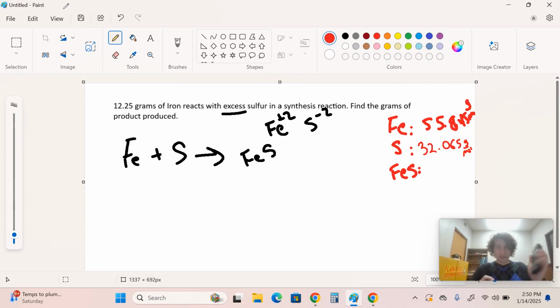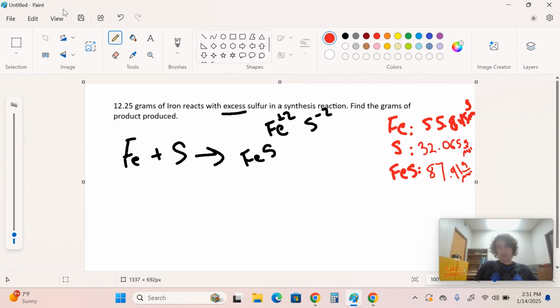So I'll use my calculator for that. I got 55.845 for the iron plus 32.065, and in this case, the molar mass of iron 2 sulfide is 87.91 grams per mole. Okay, so I need those 3. And now I can start the Stoich problem.